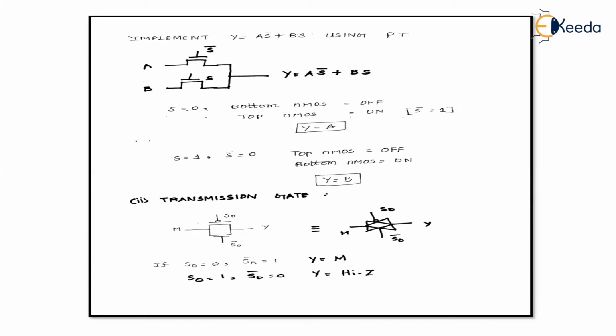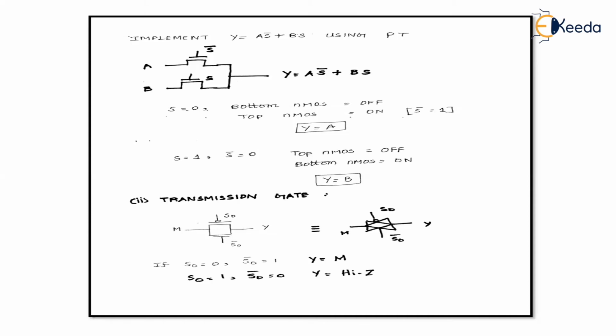Suppose my S0 is equal to 0. If I give S0 is equal to 0, what is S0 bar? S0 bar is obviously 1. So what will be at the output? See, S0 is equal to 0. 0 will turn on your PMOS and S0 bar is equal to 1. 1 will again turn on your NMOS. So whatever value is in M will be passed to the output Y. So Y is equal to M.